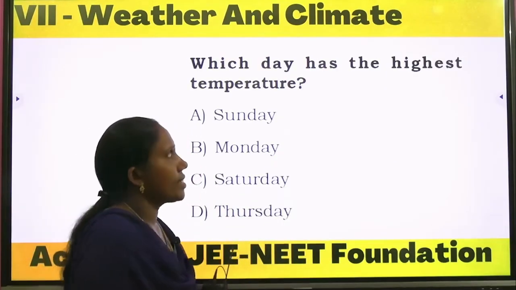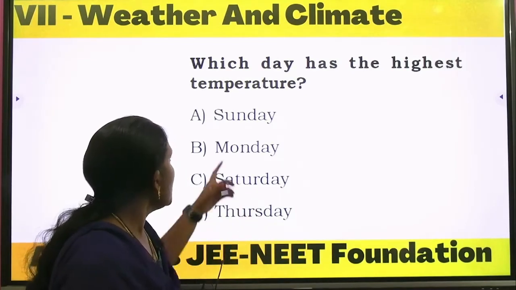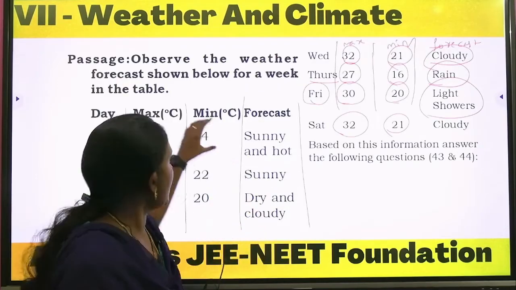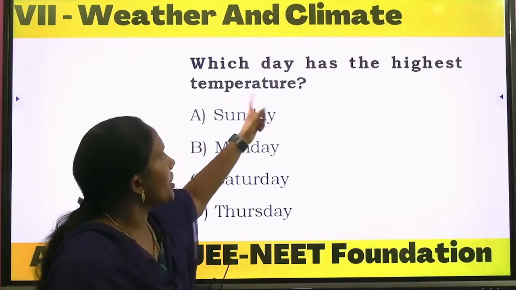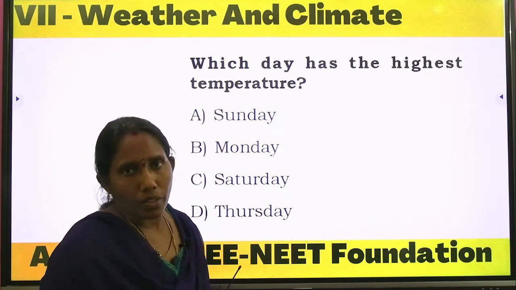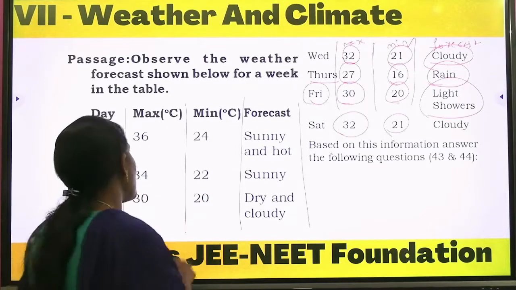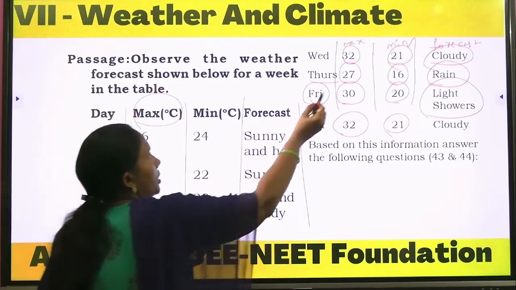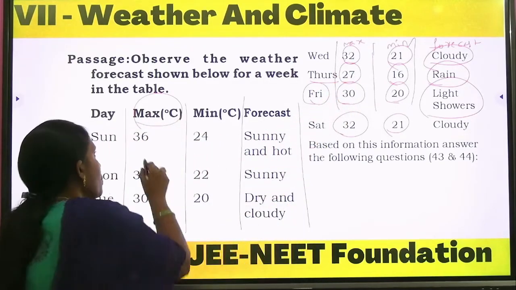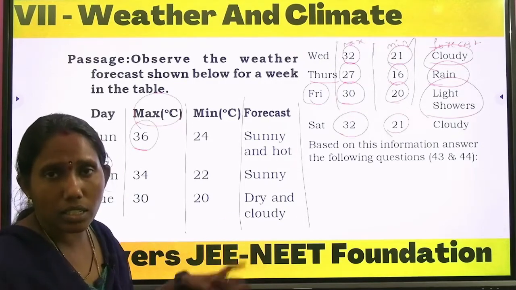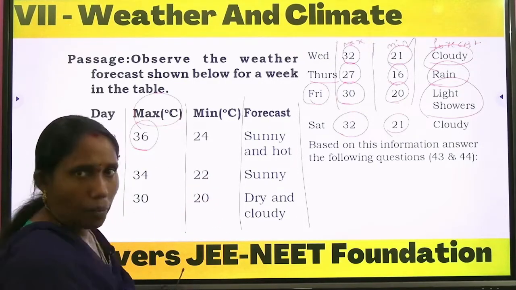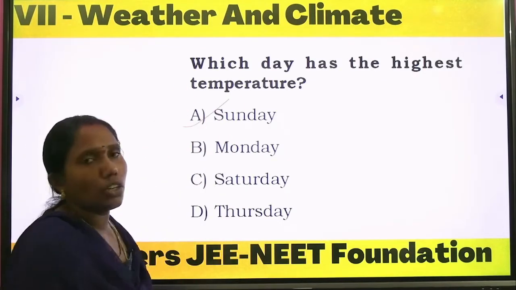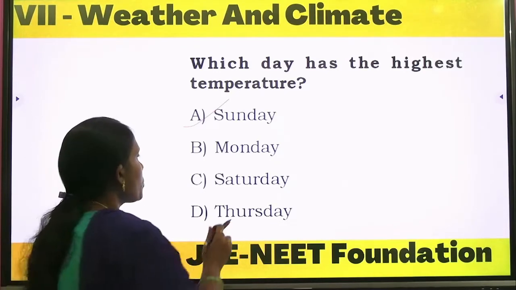Which day has the highest temperature? The given options are Sunday, Monday, Saturday, Thursday. Let's check the tabular form once. In this, he is asking the question, which day has the highest temperature? Let's see in the maximum temperature. In this, you check which number is highest: 36, 34, 30, 32, 27, 30, 32. So highest temperature is 36 degrees Celsius. So that is on Sunday, right? So in the given options, Sunday is in the first option. So we will go with the first option. Okay. Now comes to the second one.